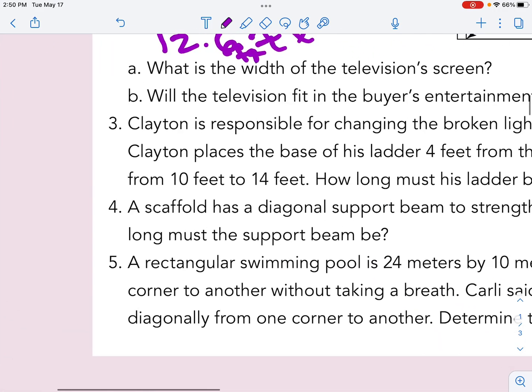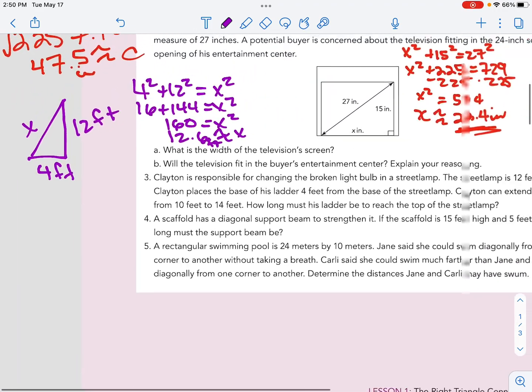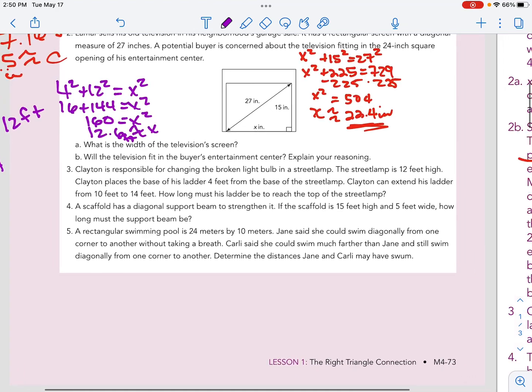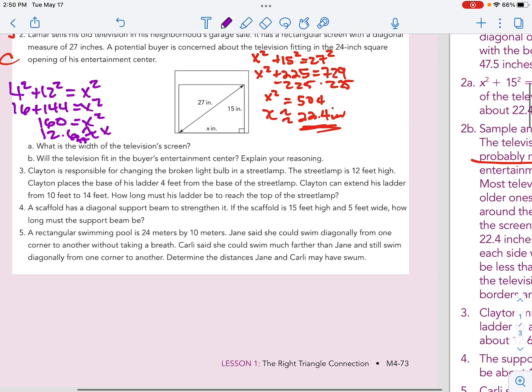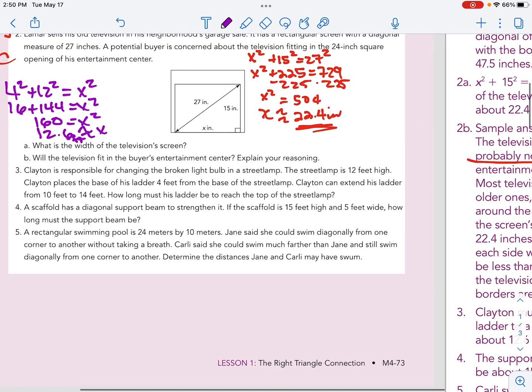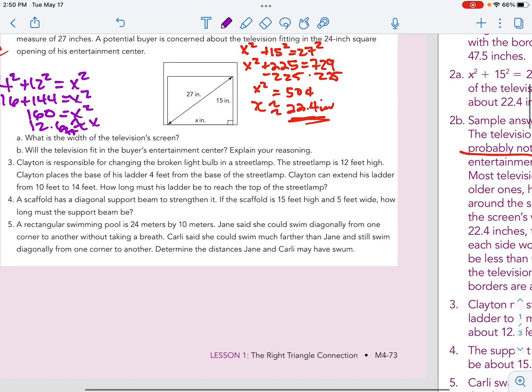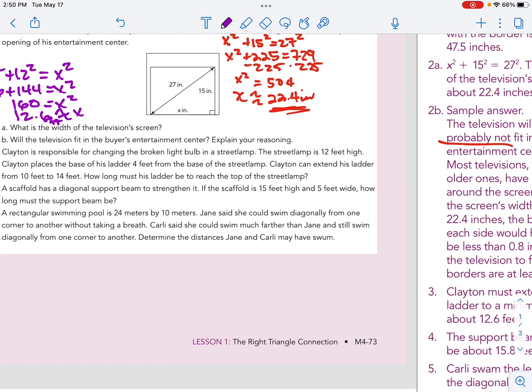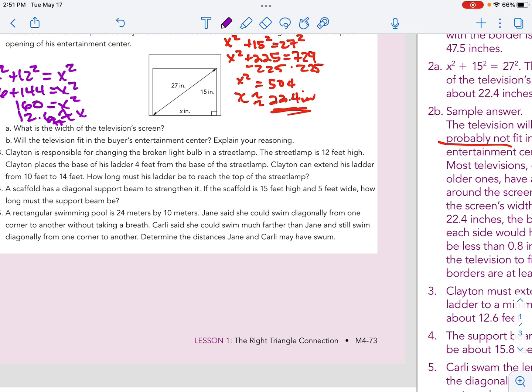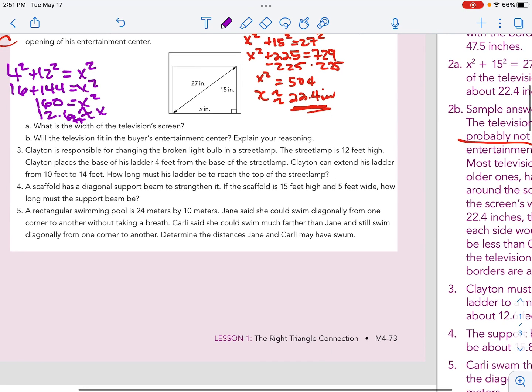Okay, so it says Clayton can extend his ladder from 10 feet to 14 feet. So is 12.6 going to be within that? Yes, it is. So he has a ladder that is long enough. How long must his ladder be? It will work because it has to be at least 12.6.